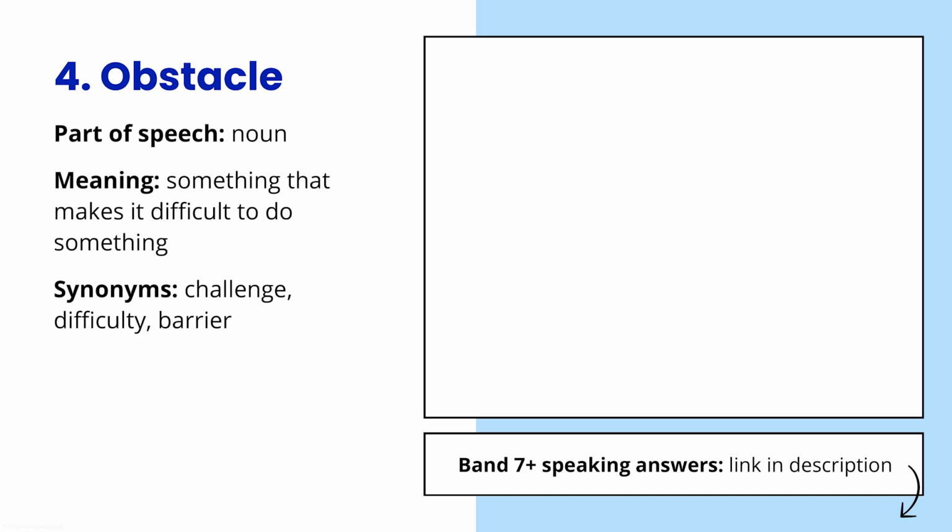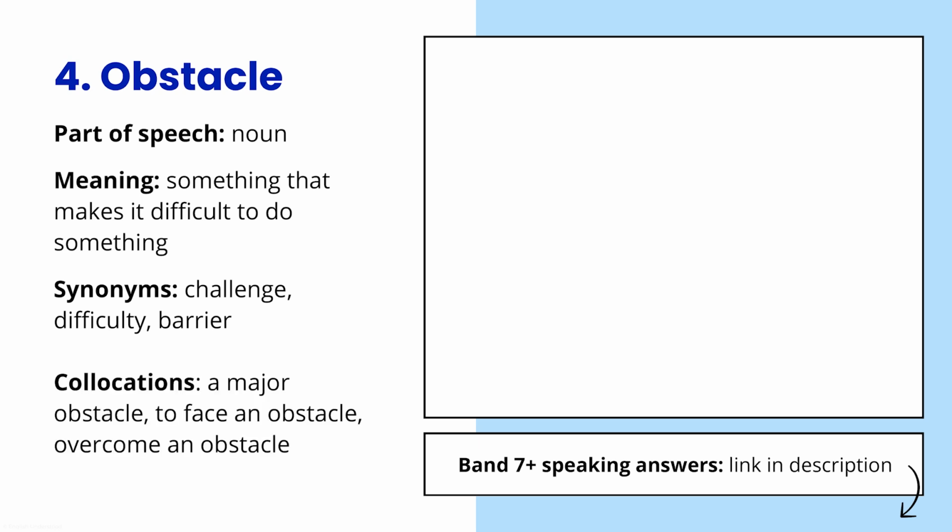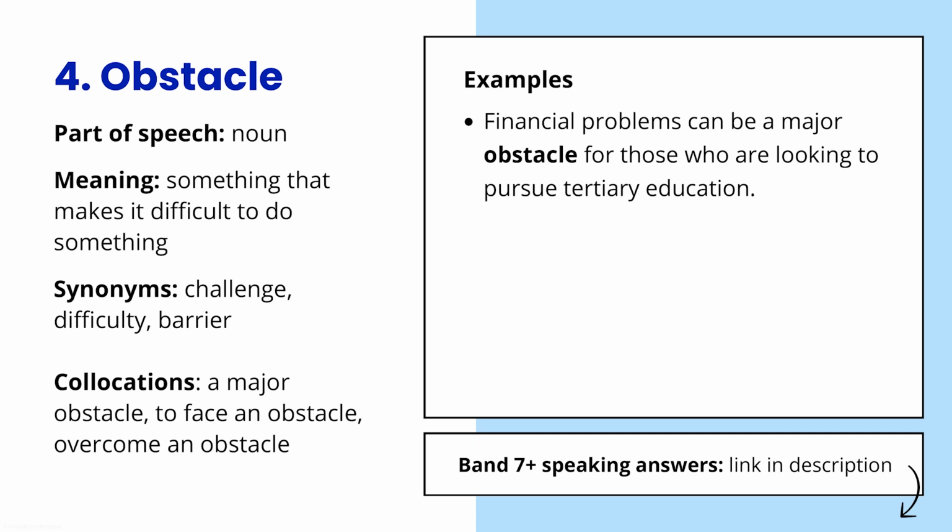Some synonyms are challenge, difficulty, or barrier. Some common collocations are a major obstacle. Major means big or serious. To face an obstacle. Overcome an obstacle. Here's an example. Financial problems can be a major obstacle for those who are looking to pursue tertiary education.